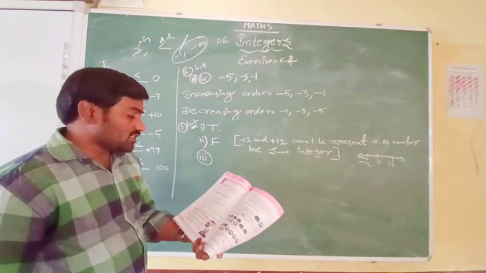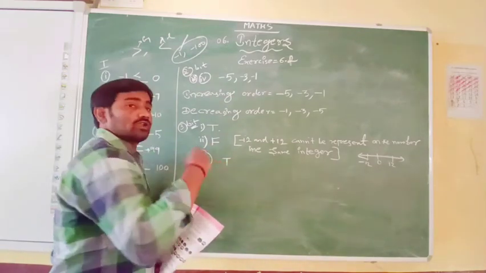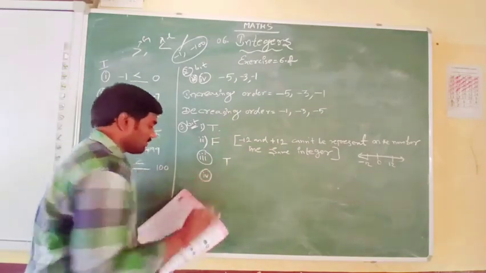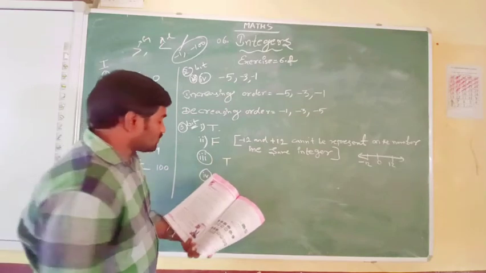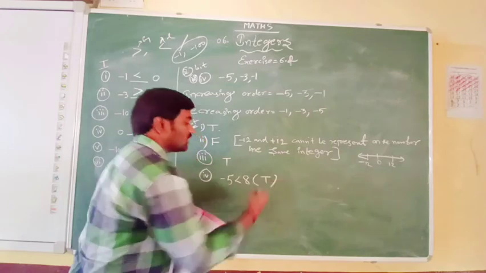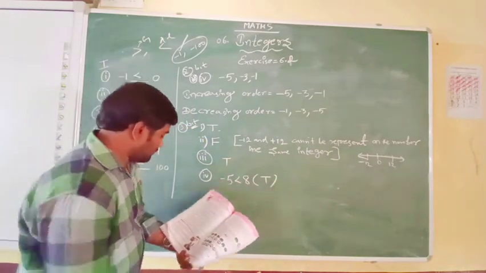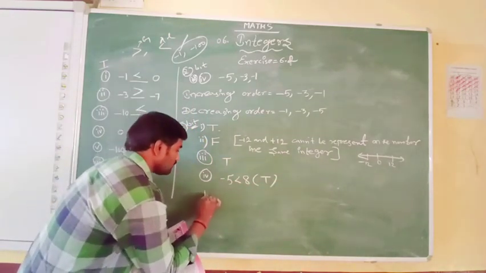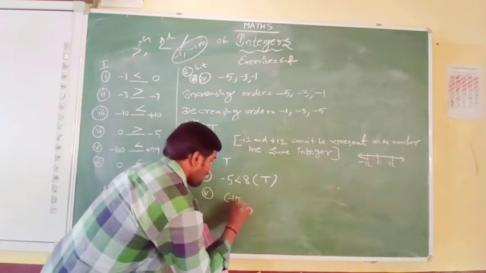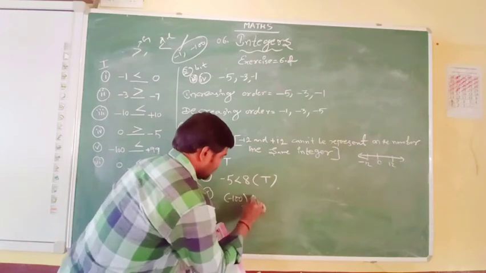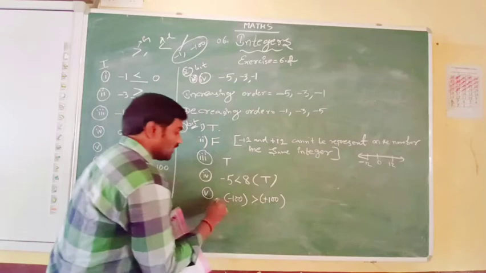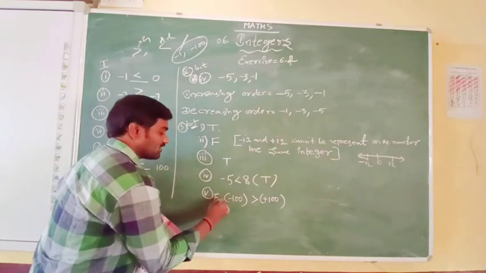So the third one, every positive integer is greater than 0. Yes, positive numbers are always greater than 0. That is a true statement only. Fourth one, -5 is less than 8. Yes, it is a true statement. Fifth one, -100 is greater than +100, he gave. So it is a false statement.